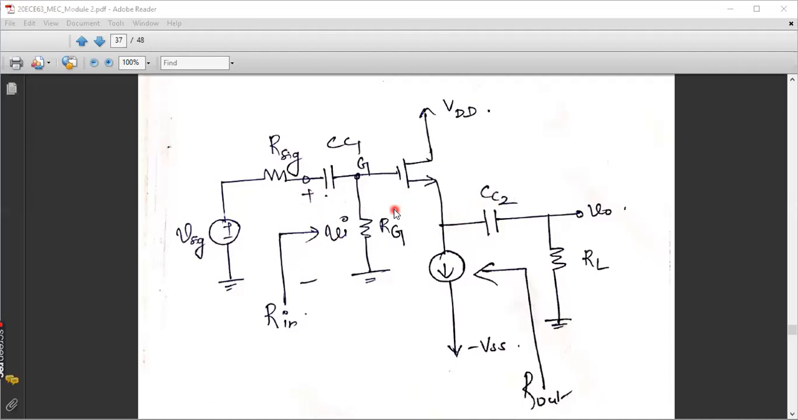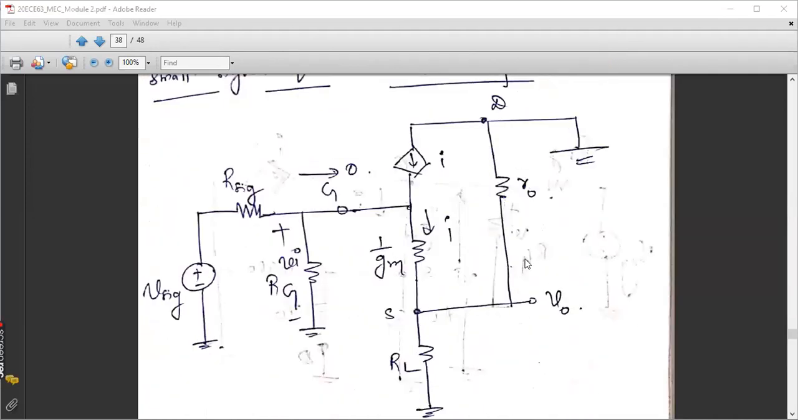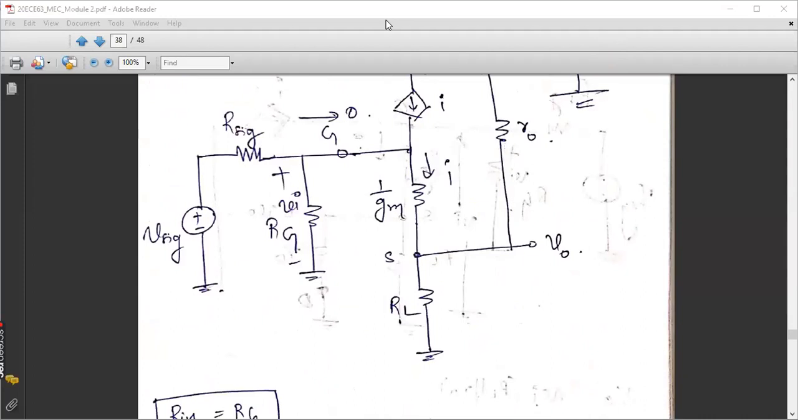To convert into a small signal T equivalent circuit, you have to follow all our protocols. That is, CC1 and CC2, all the capacitors will appear short circuited, and all the DC current sources and voltage sources will get deactivated. So minus VSS, VDD, and current I, all these three sources will become zero or deactivated. Further, we can draw our circuit as shown, and I have already explained this.